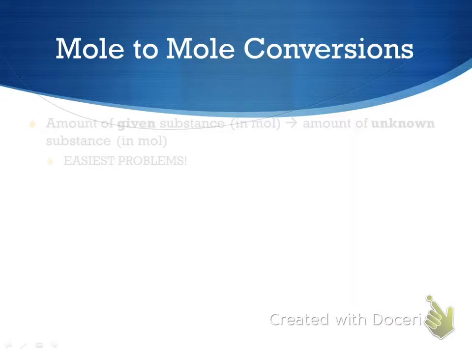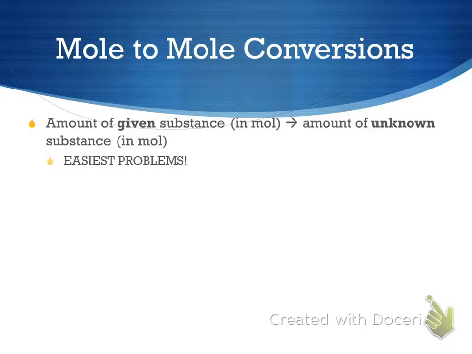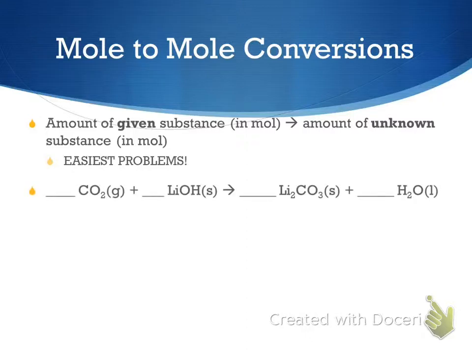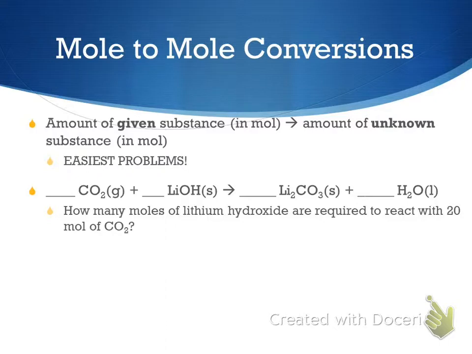Okay? So we're going to start now in the simplest type of conversion with stoichiometry, and that's going from moles of a reactant to moles of a product. It's a really simple conversion. This is going to take our amount of a given substance, usually in moles, or for now in moles, and then convert it to moles of our unknown substance. Okay, so I'm going to go ahead and balance the formula for you, and then we're going to start looking at how we answer this question. How many moles of lithium hydroxide are required to react with 20 moles of carbon dioxide?